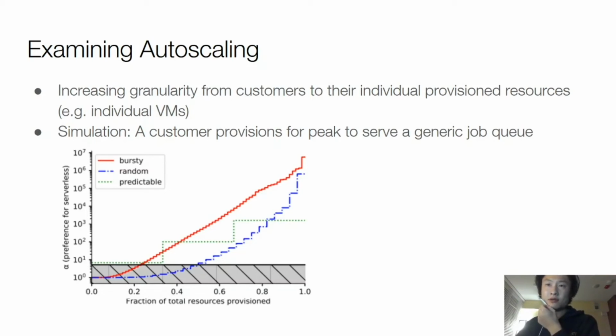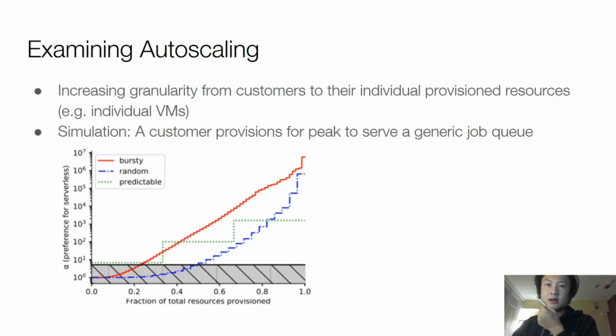Here we have 3 different job configurations. We have a random one in blue, which is Poisson random inter-arrival time. And then we have a burstier workload, which has exponential inter-arrival time, and a predictable workload where the arrival time is close to constant.